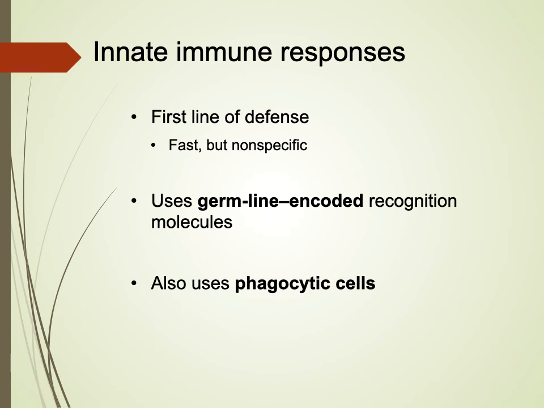So it's going to use germline encoded recognition molecules, again, those MAMPs, PAMPs. And then again, one of the major components when we look at the cellular components of the innate response are those phagocytes, so leukocytes, white blood cells, like your neutrophils, that help to engulf bacteria. Okay, and again, we'll talk more. Chapter 2 talks more about the different cells that are involved in immune responses.